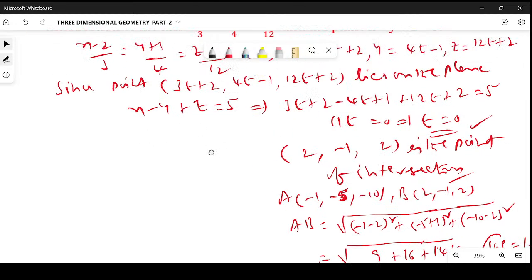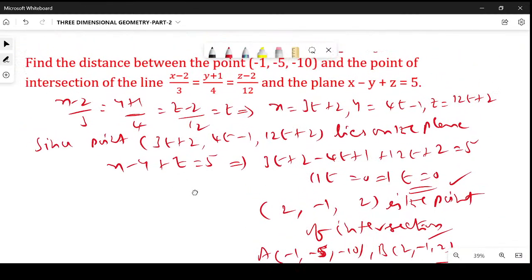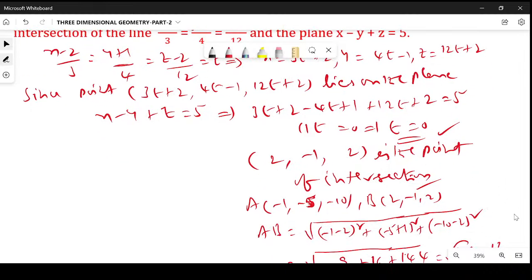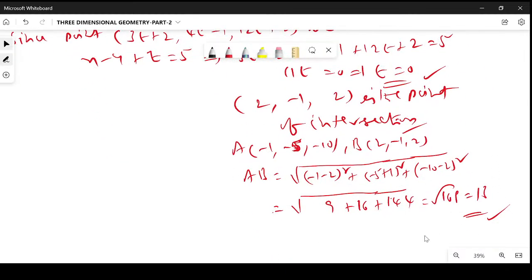So this is a simple problem. Just apply the logic. Take a general point. Since the line intersects the plane, substitute the third point in the plane, we get t equal to 0. Then 2, minus 1 is the required point of intersection. Then find the distance between the given point and the point of intersection. It gives 13 units.